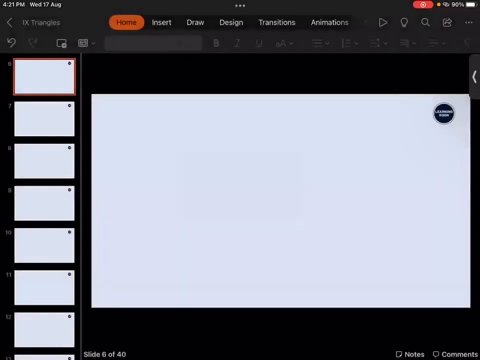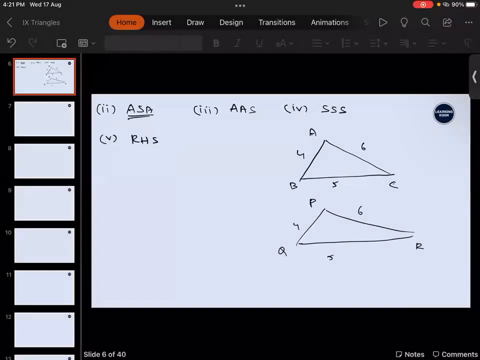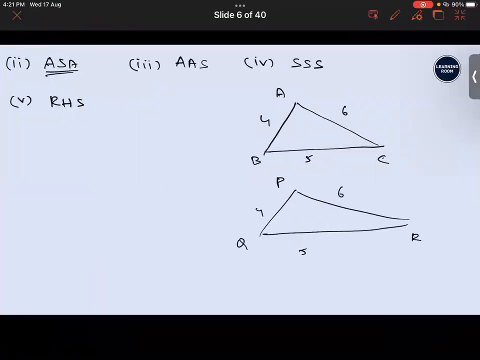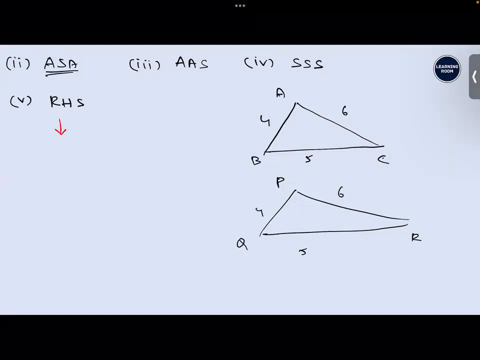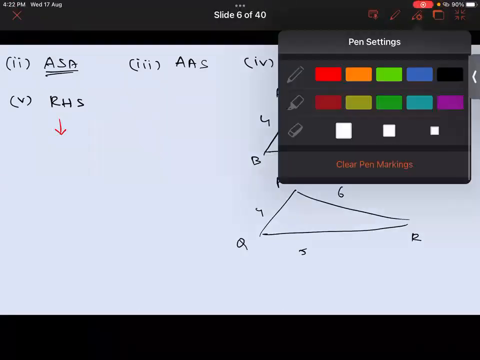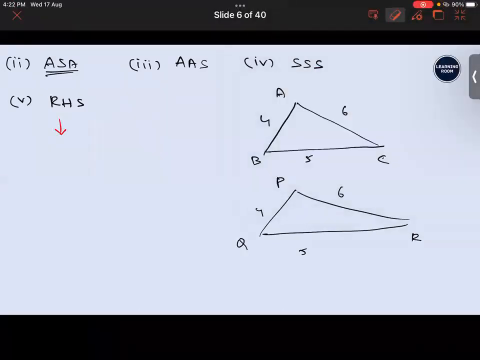RHS is different, you have a right angle triangle, the name itself is suggesting. So what does RHS state? Right angle, hypotenuse.